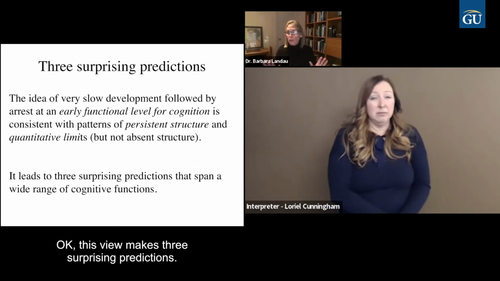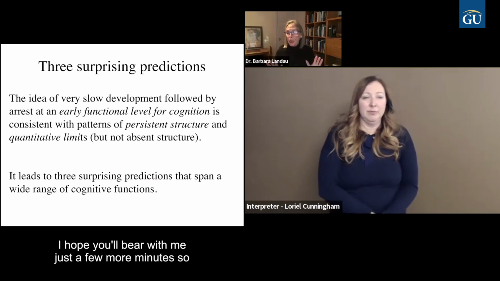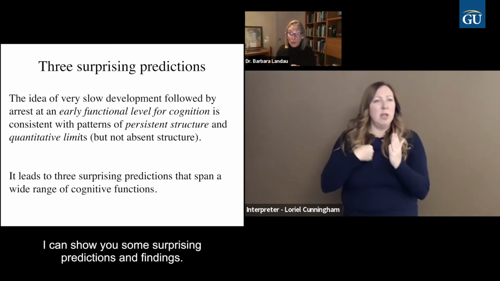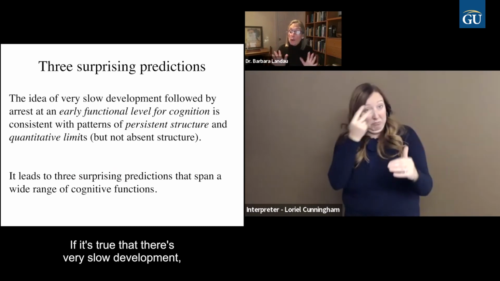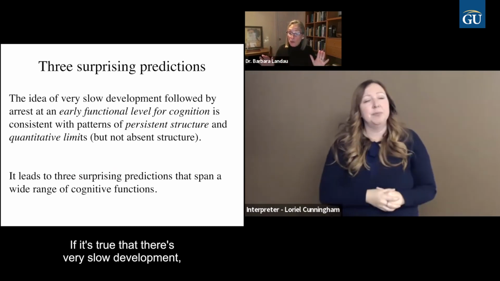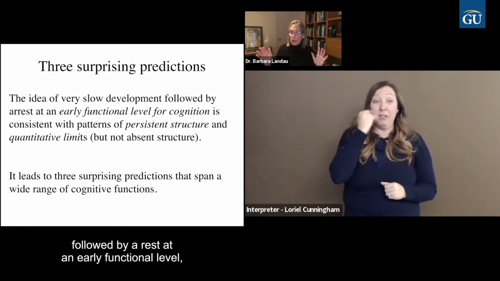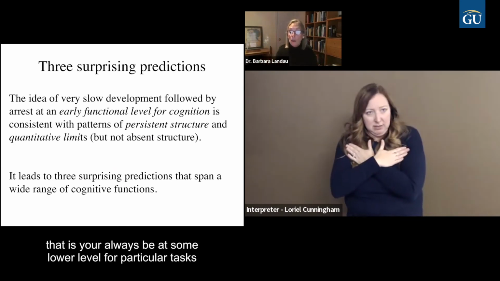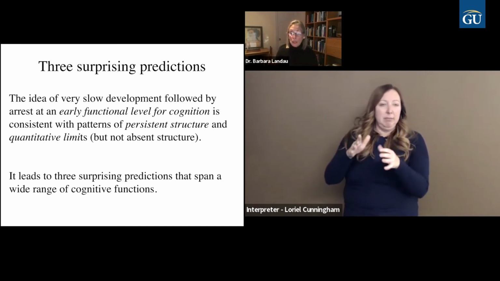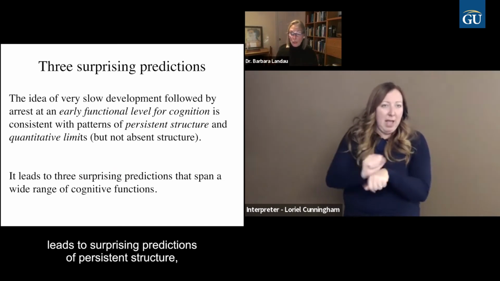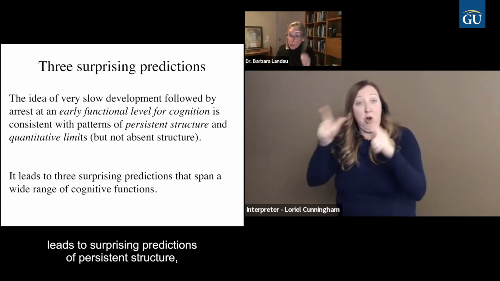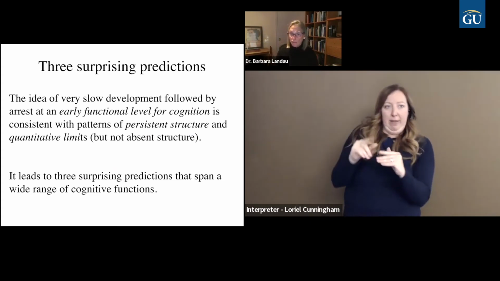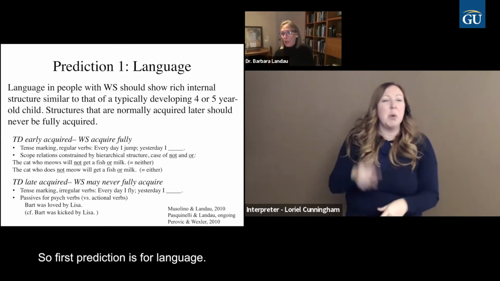Okay, this view makes 3 surprising predictions. I hope you'll bear with me just a few more minutes so I can show you some surprising predictions and findings. If it's true that there's very slow development followed by arrest at an early functional level, that is, you'll always be at some lower level for particular tasks, that leads to surprising predictions of persistent structure, but there being quantitative limits. So first prediction is for language.